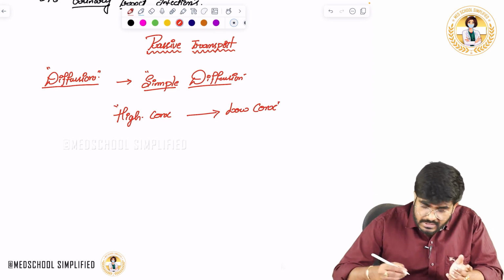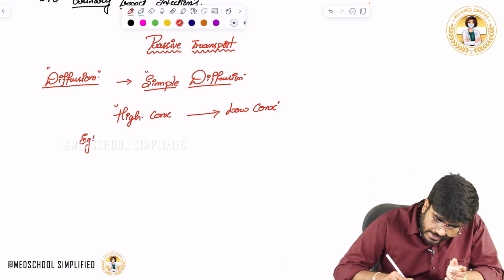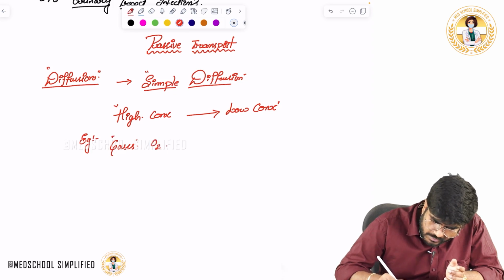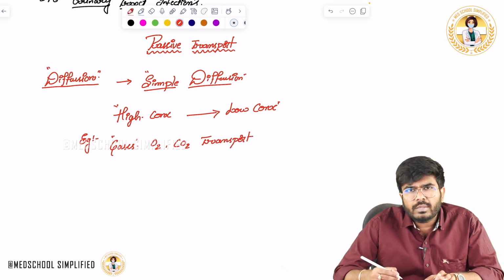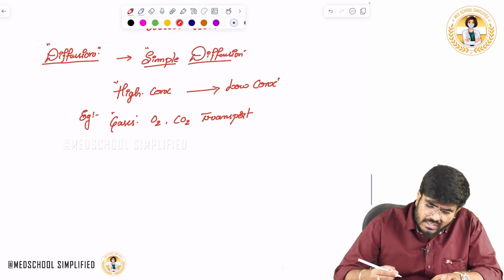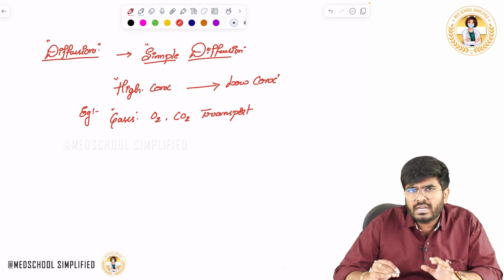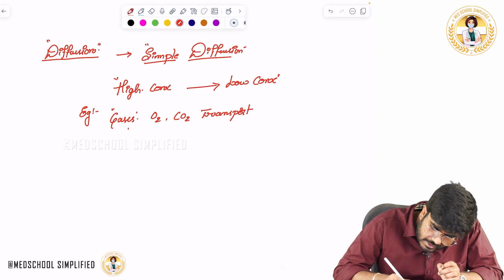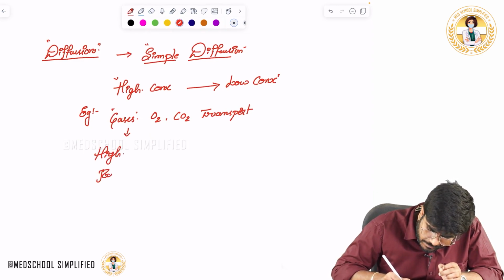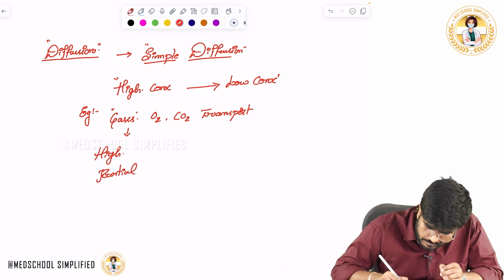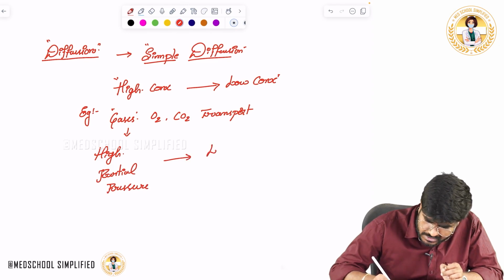Example, gases, that is oxygen transport and carbon dioxide transport. How are they moving in your body? By use of any energy? There is no need of any energy for gas transport. The gases are transported from high partial pressure to low partial pressure.